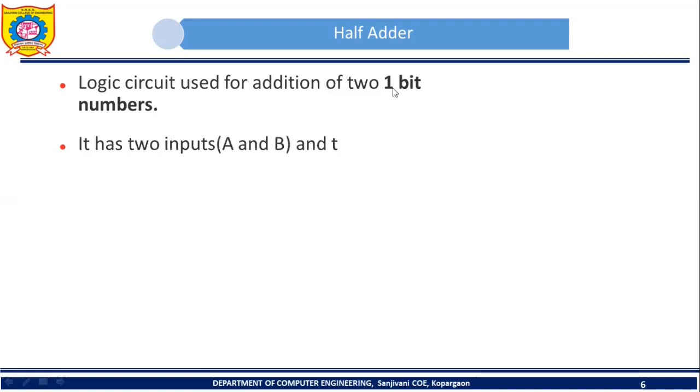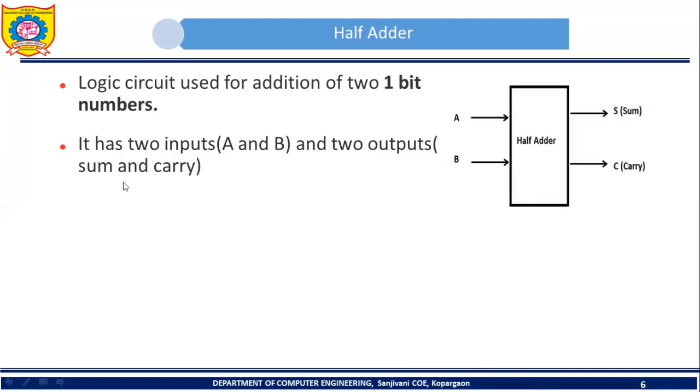It has two inputs, let us say A and B, and two outputs, that is sum and carry. This is the block diagram of half adder. It has two inputs A and B, and it is producing two outputs, that is sum and carry. So here, please try to understand that A is a 1-bit number, a single bit number. B is another single bit number. On the previous slide, we have seen how binary addition can be performed.